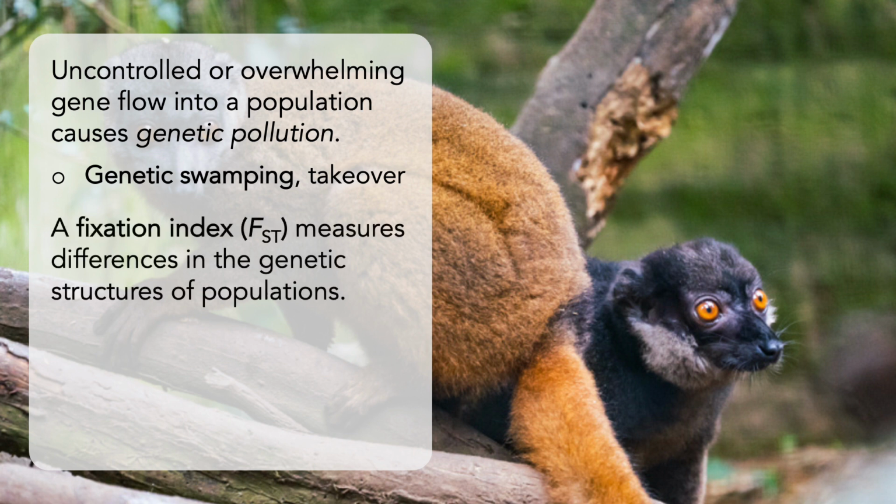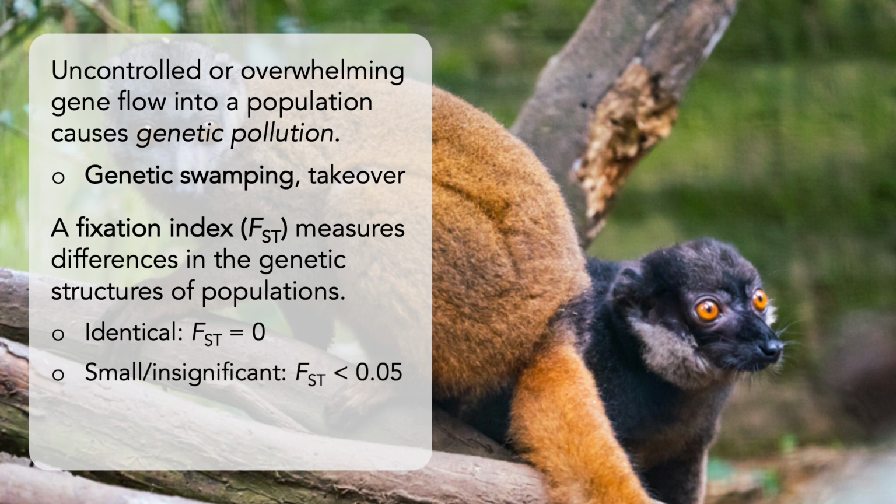A fixation index, F sub st, measures differences in the genetic structures of populations, while F sub st ranges from 0 to 1. Because it's generally used to detect genetic differences among populations of the same species, the actual values will almost never be that high, nowhere close to 1. Identical populations or subpopulations have an F sub st value of 0. Populations with small but insignificant differences have an F sub st of 0.05 or less, while those with major differences have an F sub st of 0.15 or greater.